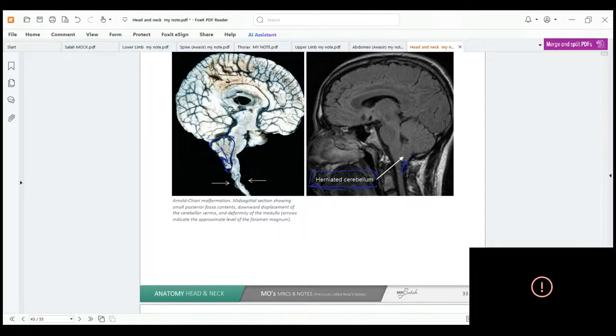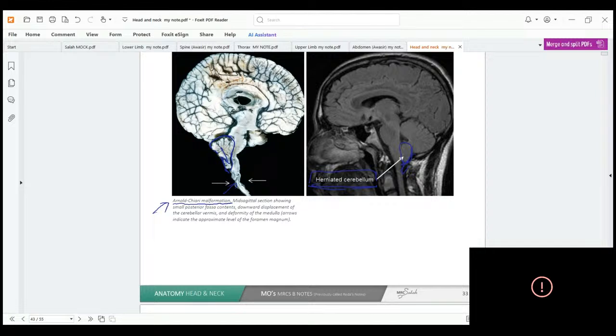Herniated cerebellum. Arnold Chiari malformation. Mid-sagittal section showing small posterior fossa content, downward displacement of the cerebellar vermis, and deformity of the medulla. Arrow: deformity of the medulla.